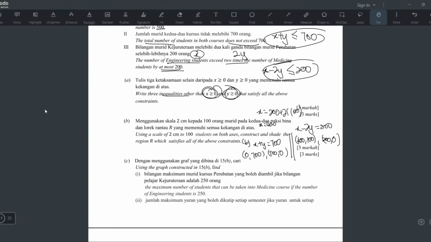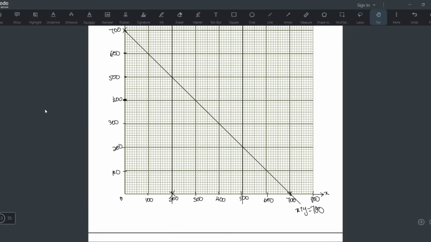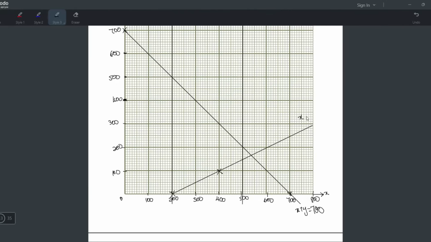And yeah, point ni memang boleh plot. Senang saja. 400, 100 is here. Macam tu. Okay, now you're done. Now you can join the line, and it will be a solid line also. Yeah, I told you in the beginning, all these lines will be solid line. Okay, remember to write the equation x minus 2y equals 200. Okay, next step is to shade the region lah.